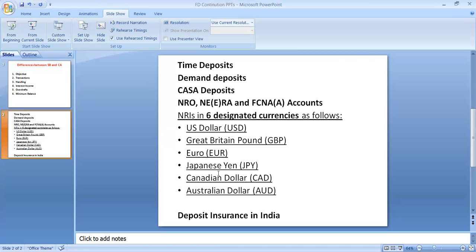Please note that the FCNR account is opened only in the form of a term deposit and not in the form of a demand deposit. The term is from 1 year to 5 years.